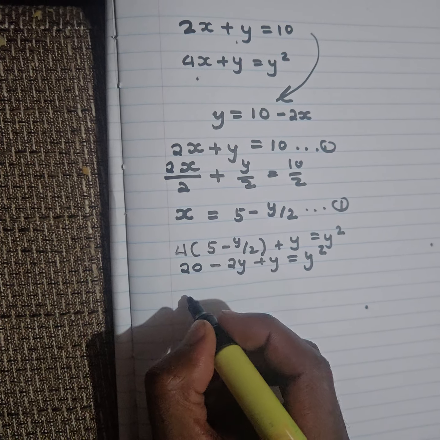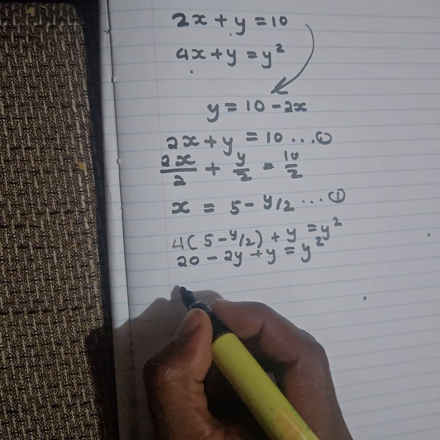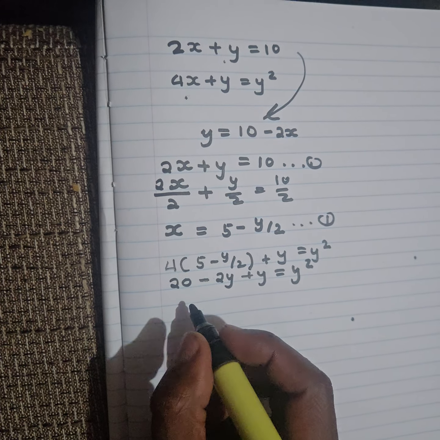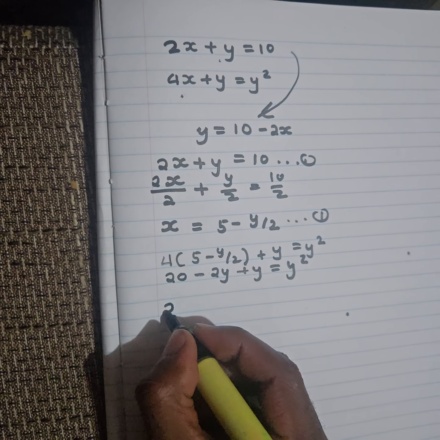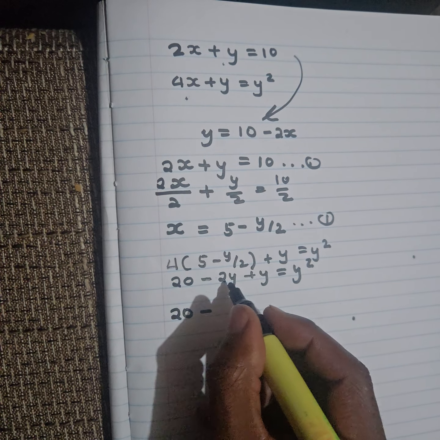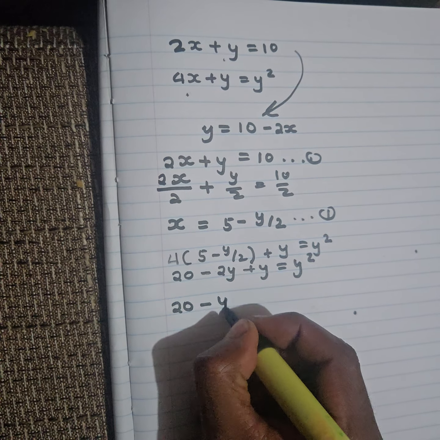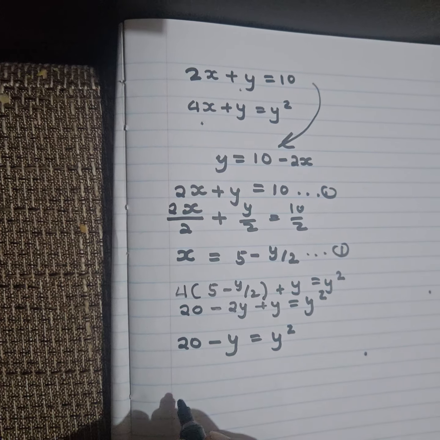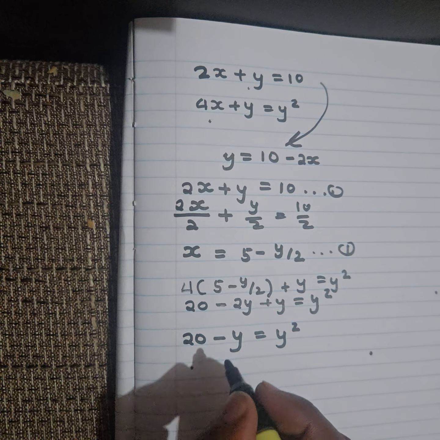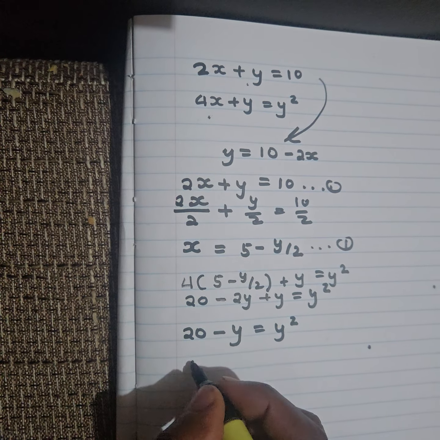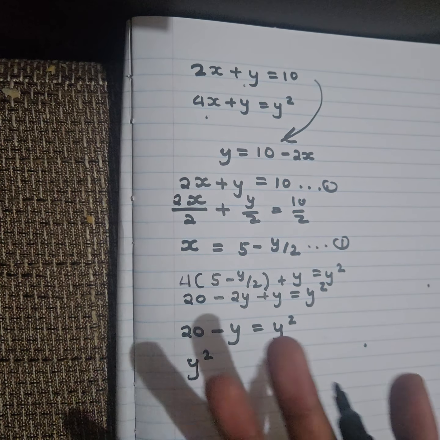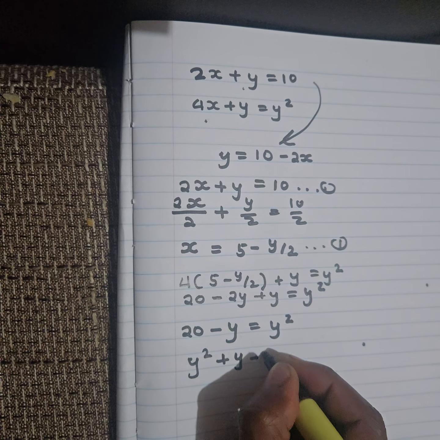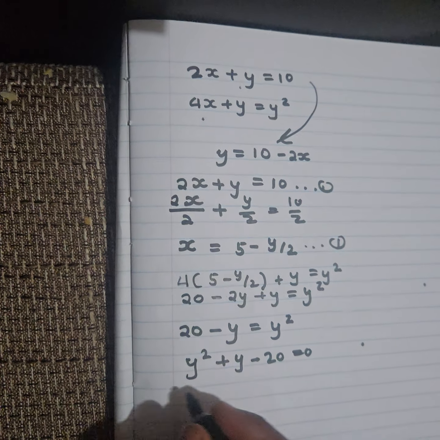Right. I'm just gonna skip a line so that everything's not too clustered. Then you just do the simple addition of the variables. 2y minus 2y plus y is minus y equals y squared. Right. And then I'm just gonna transpose everything to this side such that the y squared is the leading variable. So y squared plus y minus 20 equals 0.